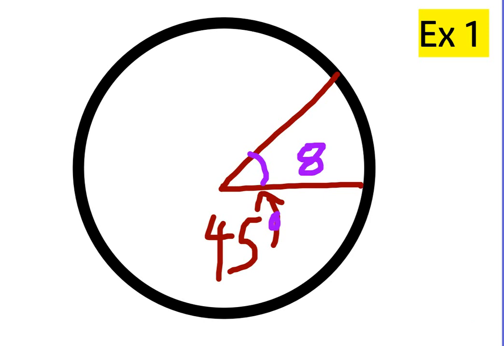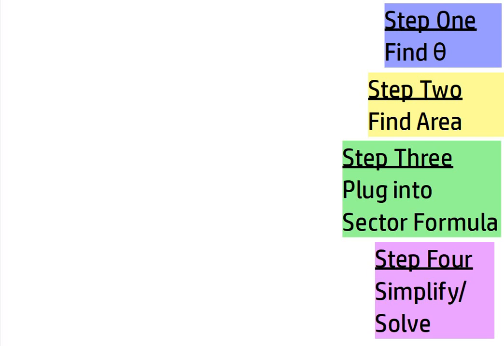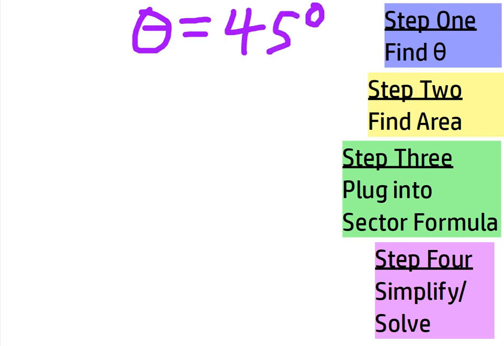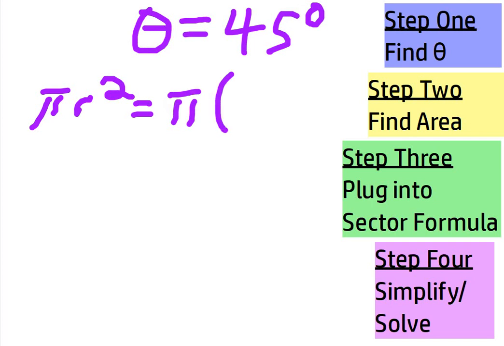Okay, so let's go ahead and write out the formula. Actually, let's just go ahead and write out theta because it's going to be pretty clear for each of these. Theta will be what in this example? Okay. And then we can find the area just by doing pi r squared. What's the radius? 8, right? Pi times 8 squared.